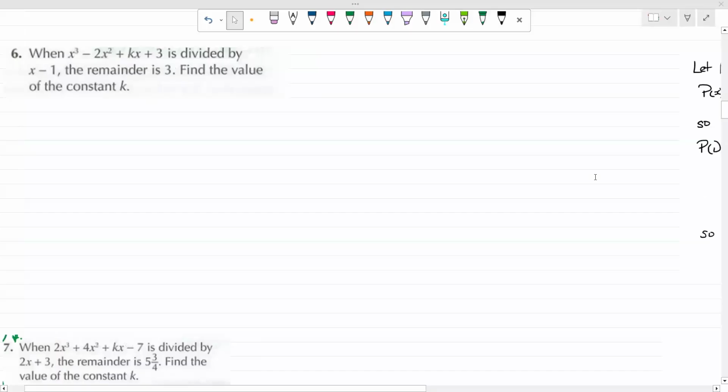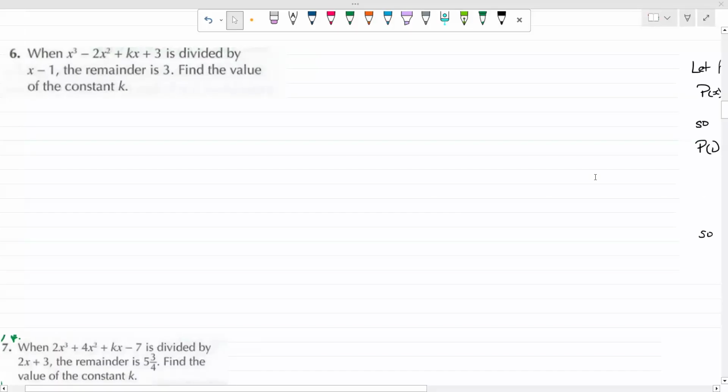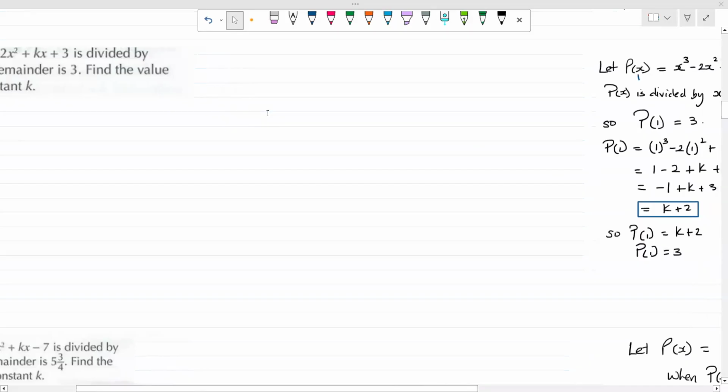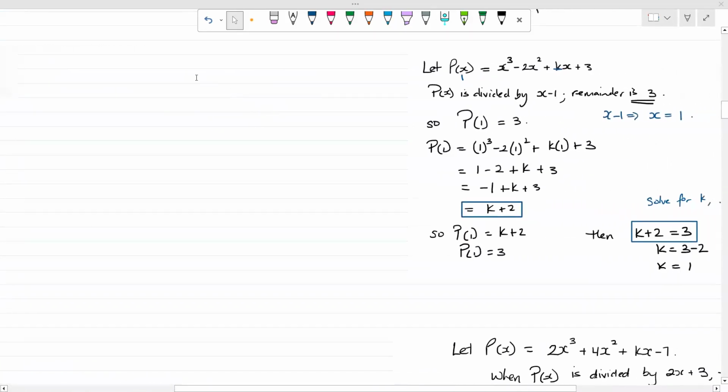All right, lovely. So let's look at the solution to this one. We have x cubed minus 2x squared plus kx plus 3 is divided by x minus 1. The remainder is 3. Find the value of the constant k. So first of all, we're going to let p(x) equals x cubed minus 2x squared plus kx plus 3. Now, we are dividing this by x minus 1 and we are getting a remainder of 3.